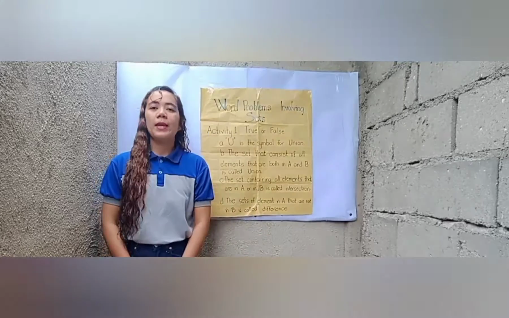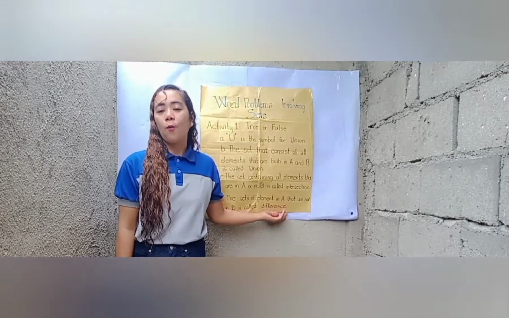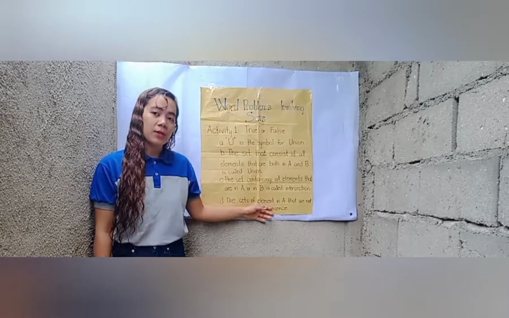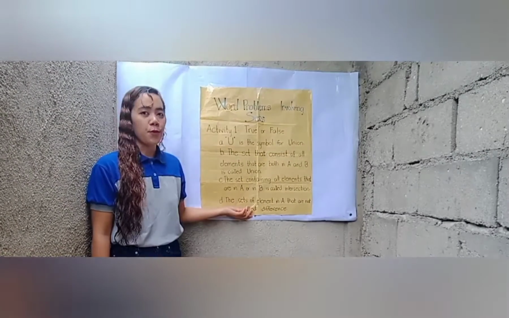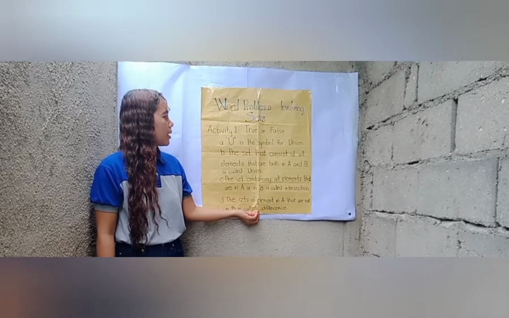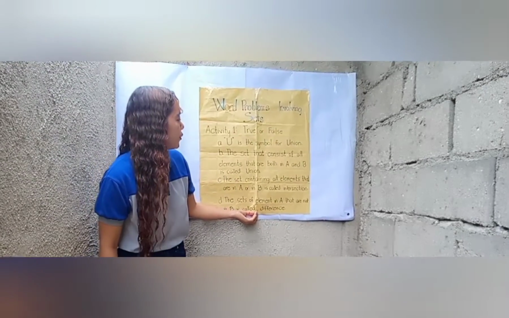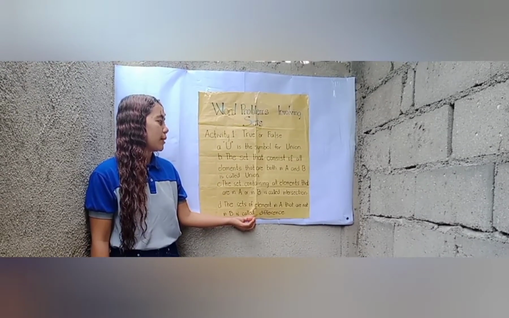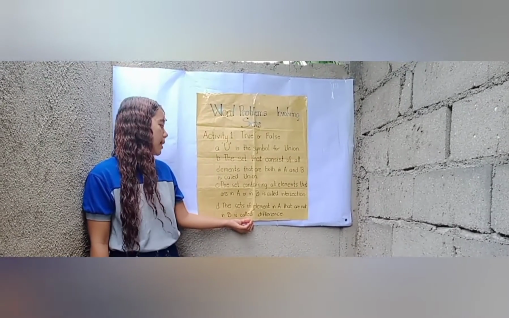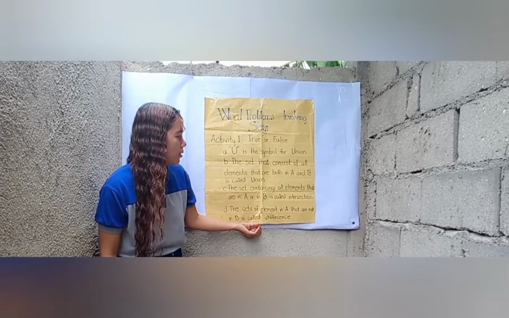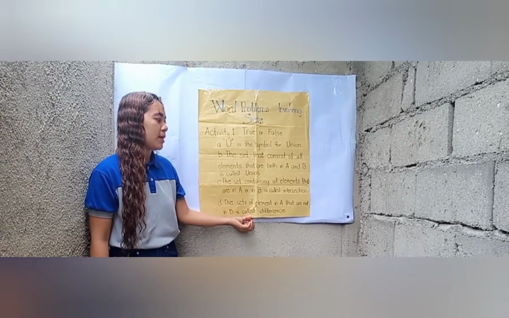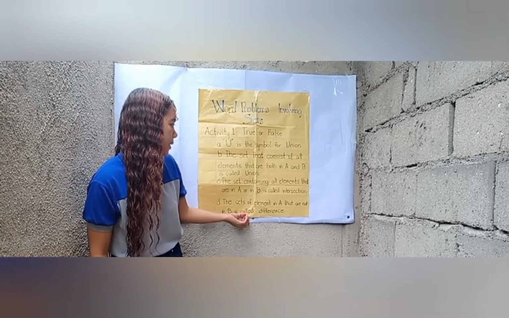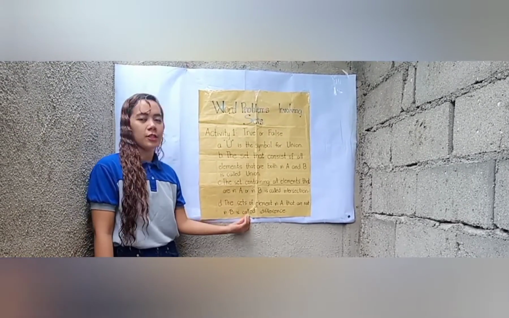Now, to begin with, kumuha kayo ng 1/4 sheet of paper and then answer this activity 1. So, allow me to read it. Activity 1, true or false? A. U is the symbol for union. B. The set that consists of all elements that are both in A and B is called union. C. The set containing all elements that are in A or in B is called intersection. D. The set of all elements in A that are not in B is called difference.